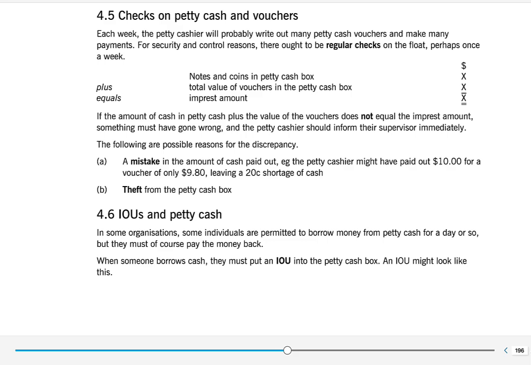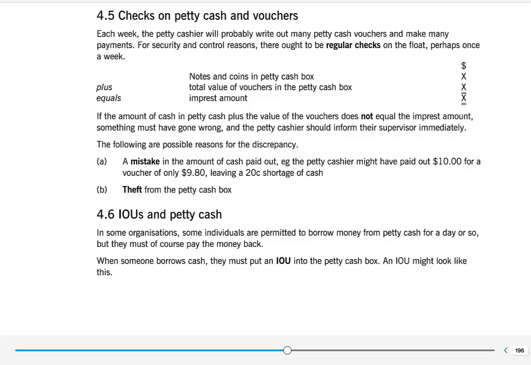Mini classroom summary. Let us summarize lesson 4.5 in one clear summary. Petty cash checks are regular comparisons between cash and vouchers. Cash plus vouchers must equal the impressed amount. If there is any difference, it must be investigated. Differences usually happen because of mistakes, wrong amounts, or theft.